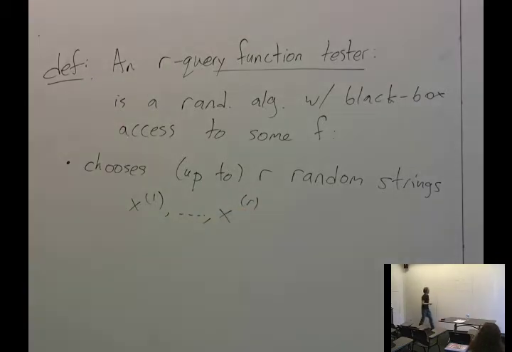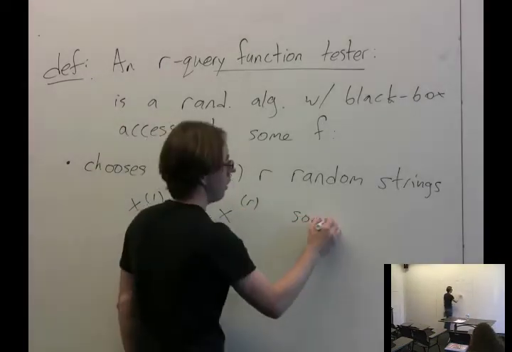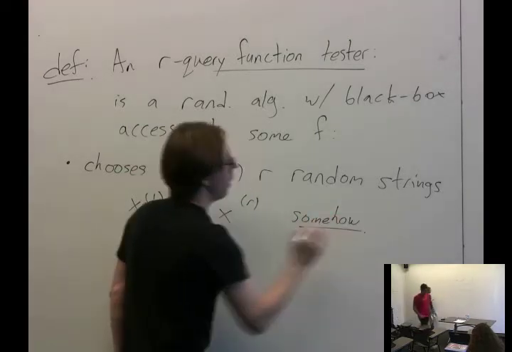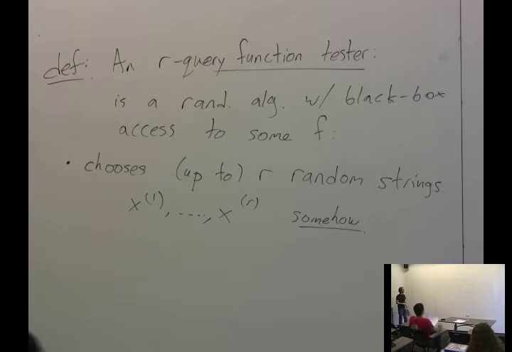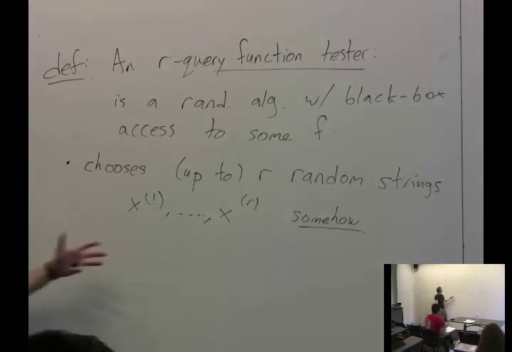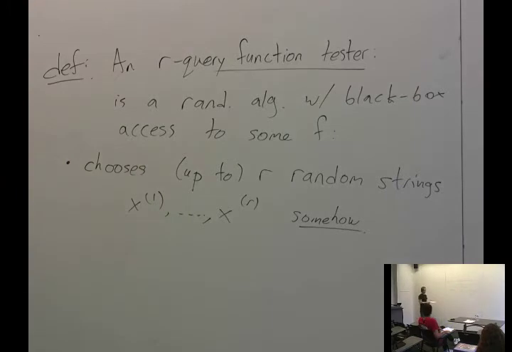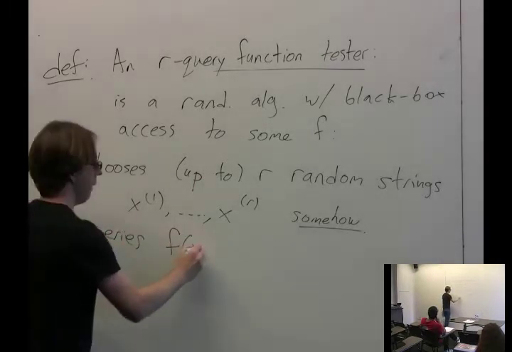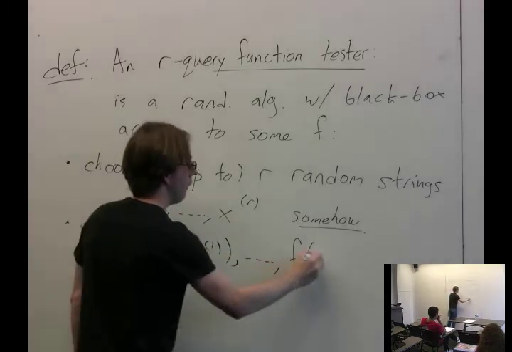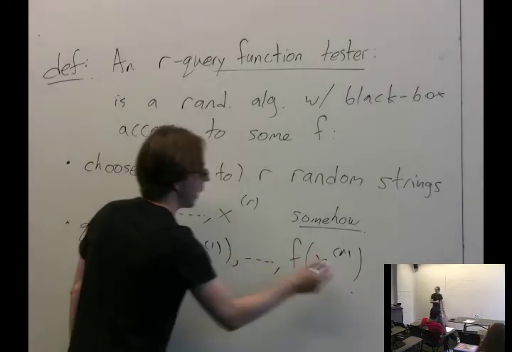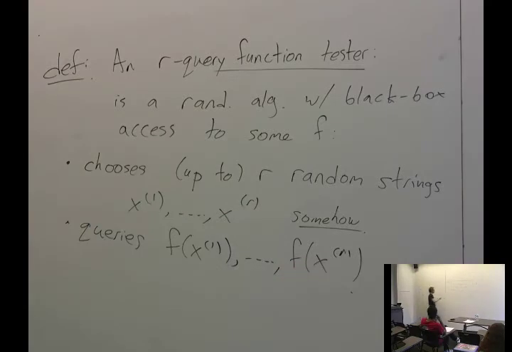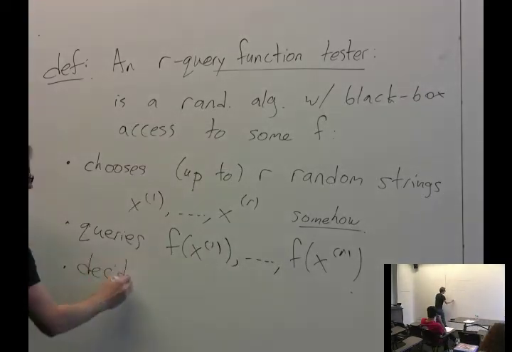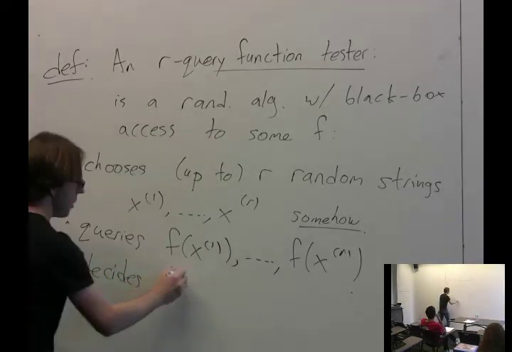Perhaps there are fewer than r. They don't have to be independent or anything. In fact, most likely, if you have a clever function testing algorithm, they'll be correlated somehow. But it's going to use its randomness to decide on up to r query strings, and then it queries on these strings. And so it gets back r bits. And now, finally, it makes its decision on whether or not to accept f. I want to say that it decides deterministically.